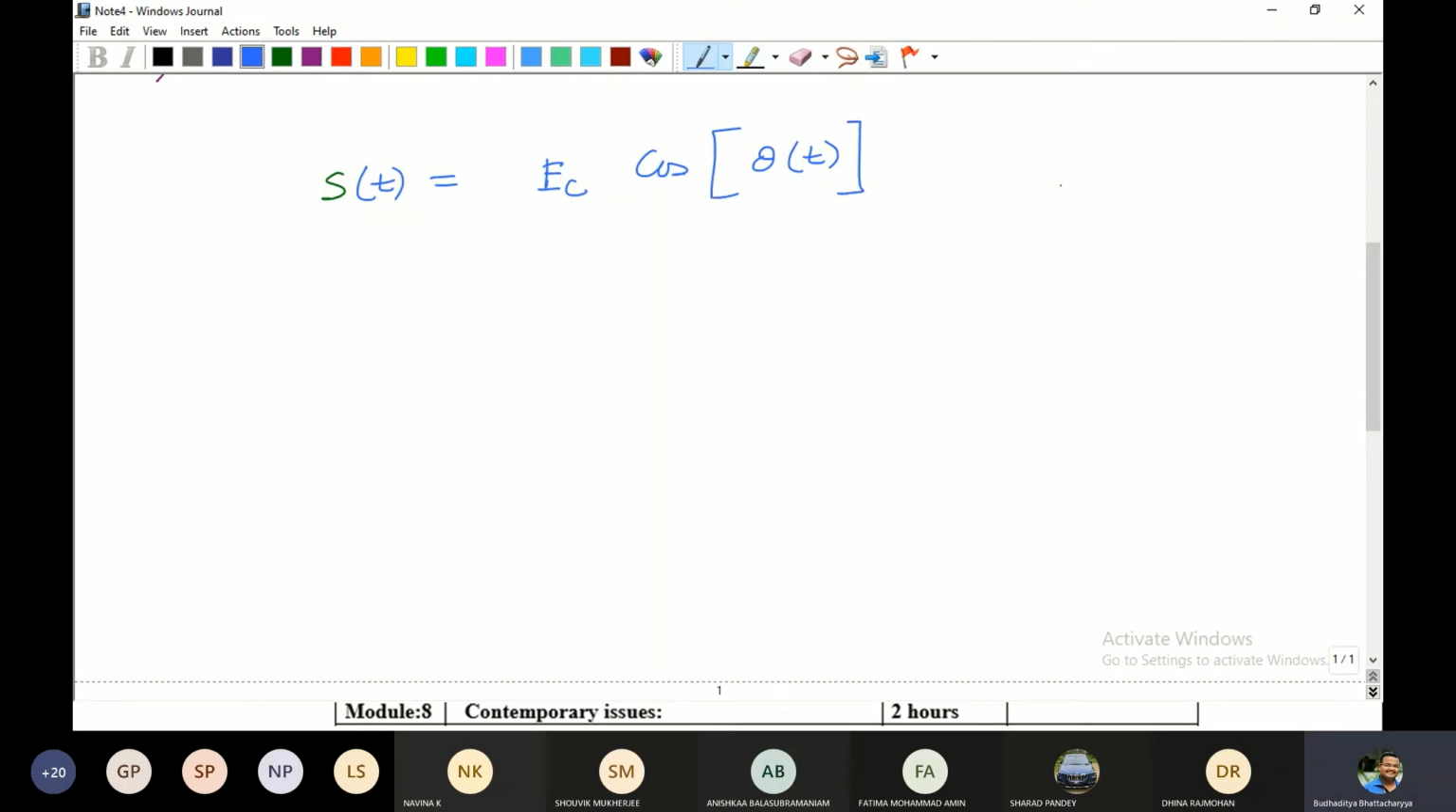Okay, so this is the general expression. Please make a note of this. This is the general expression. General expression of what? General expression of angle modulated signal. Okay, so this is the general way.